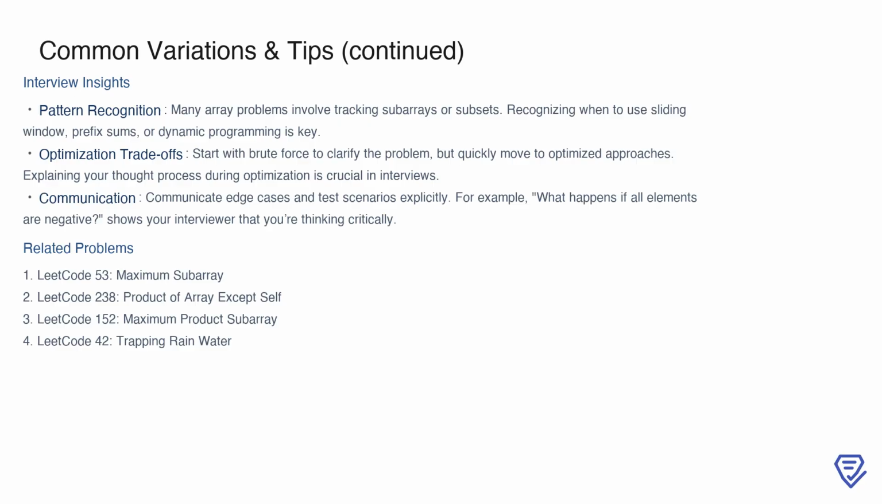Communication is also critical. Explicitly discussing edge cases and test scenarios demonstrates thoroughness. For example, asking, "What happens if all elements in the array are negative?" shows that you're thinking critically and preparing for all possibilities. Finally, keep in mind that this problem is closely related to others, such as LeetCode 53, which focuses on the maximum subarray problem, or LeetCode 152, which deals with the maximum product subarray. Familiarity with these related problems can deepen your understanding and allow you to draw parallels during interviews.